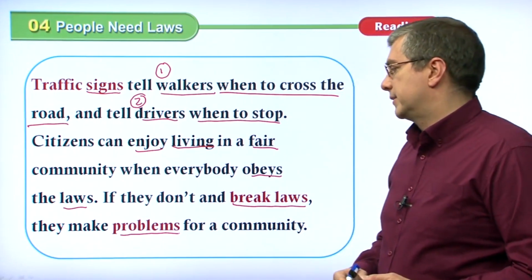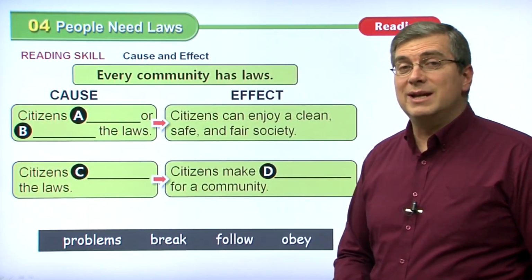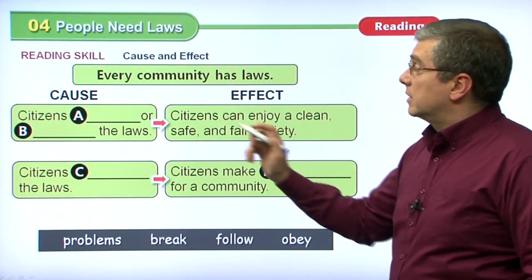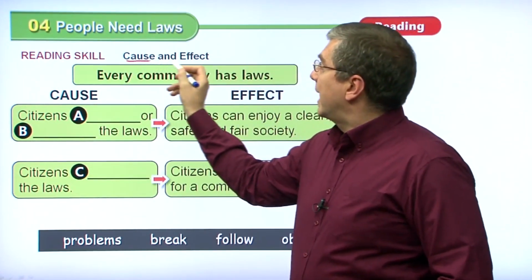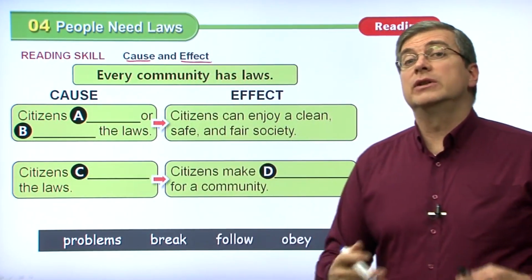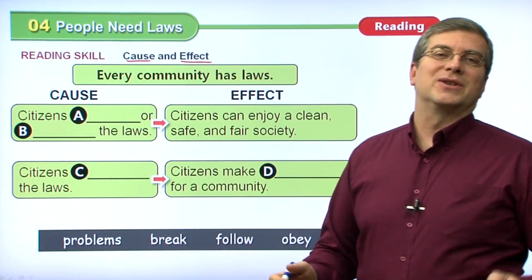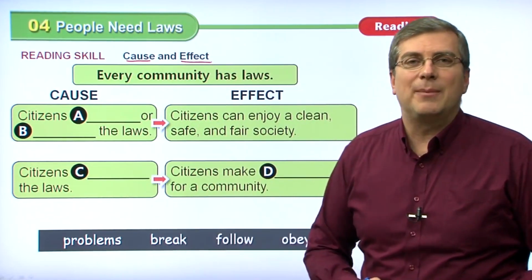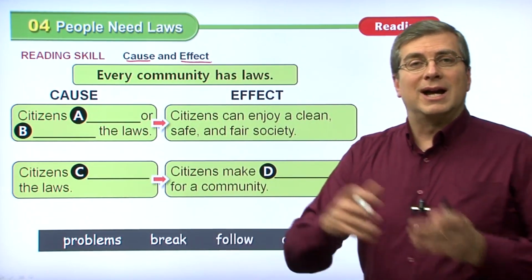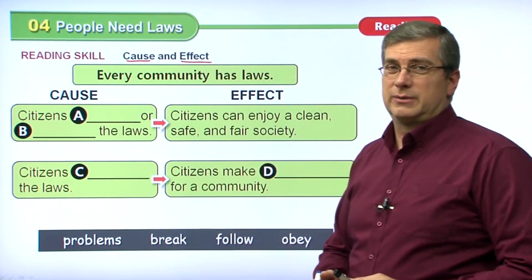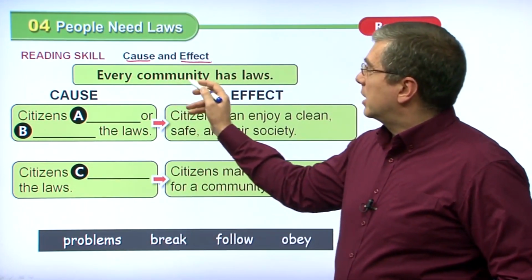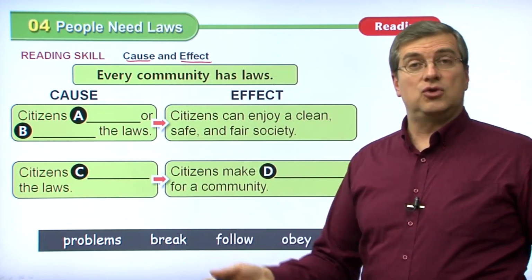Okay, now we've come to our reading skill chart. And in this reading skill, we're talking about cause and effect. And this is a good topic to talk about, cause and effect. You know, what kinds of things will happen if we follow the laws? What kinds of things will happen if we break the laws, right? So we're talking about every community has laws. And this is true, of course.